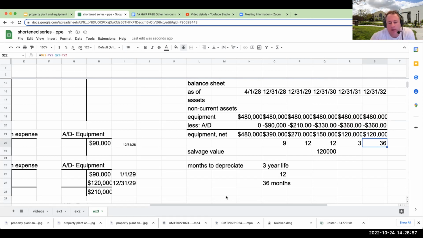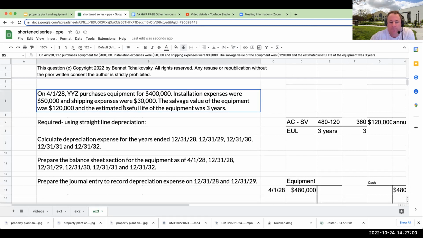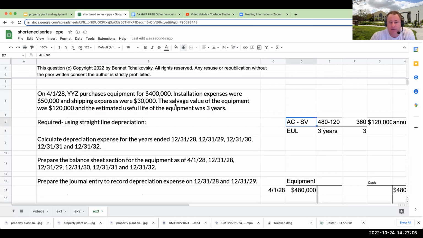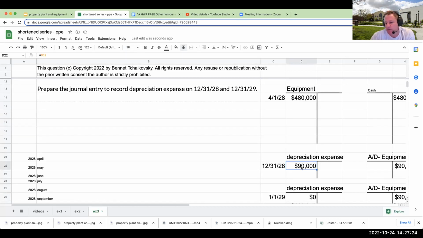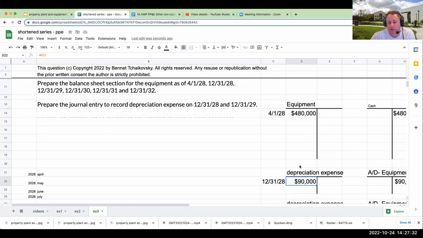So again, let's go back through and take a look at this question. The first part is to determine the acquisition cost, minus the salvage value. The salvage value is 120. I cannot depreciate that part. My estimated useful life is 3 years. I came up with 120,000 annual depreciation expense. But because I bought it on April 1st, I only used it for 9 months that first year. So the depreciation expense I'm going to record for the first year is 9/12 times 120, or 90,000.